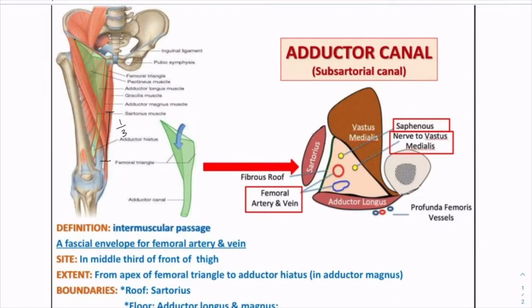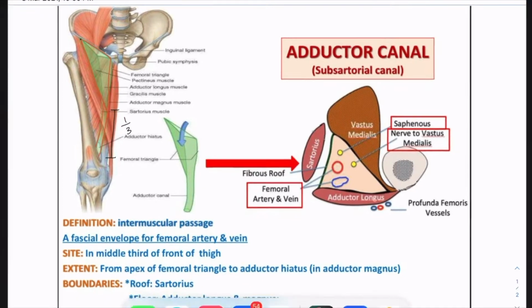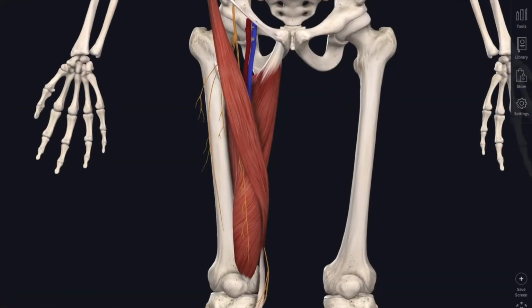The adductor canal, aka the subsartorial canal, is basically an intermuscular passage through which nerves and vessels pass through the thigh. Now, where is this canal found? Well, it's found here, in the middle third of the front of the thigh. Now, for the extent, where does it end and where does it start?